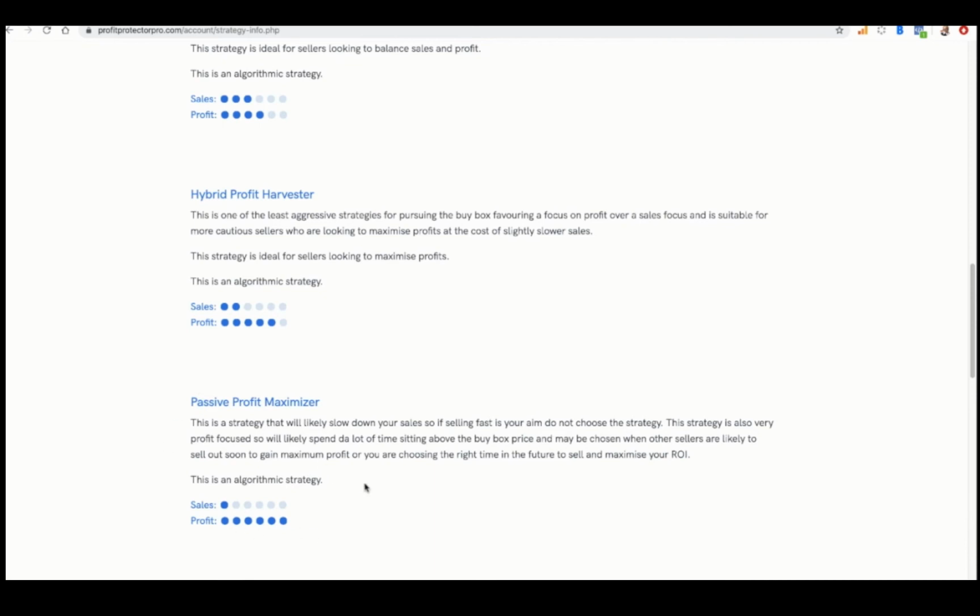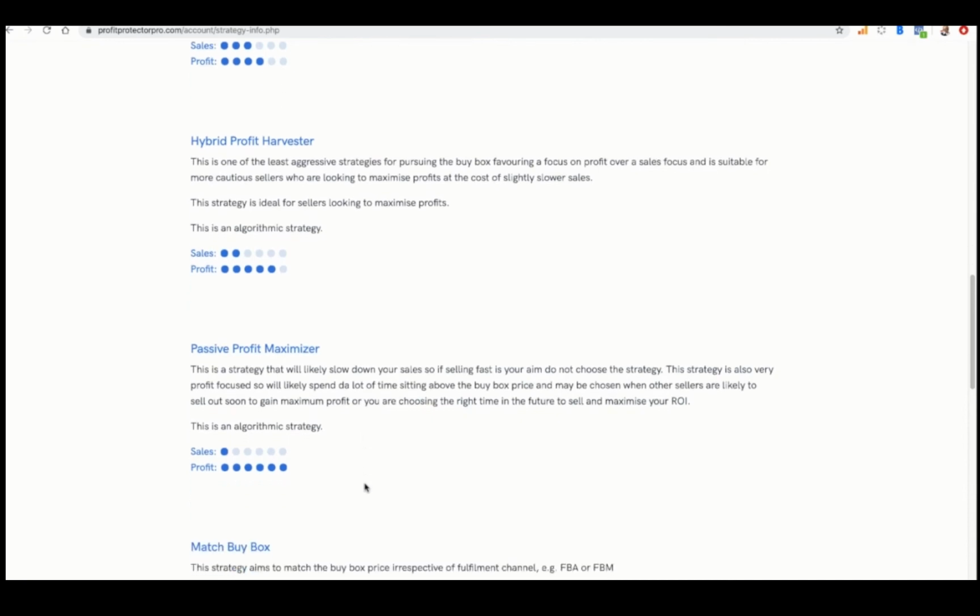It will not try and chase the buy box. It will not get you sales at a super fast rate or any of that. It's going to sit there higher than the buy box, waiting for people to sell out and for you to maximize your profit. And that's what the Passive Profit Maximizer is all about. And that's what that is going to achieve for you.